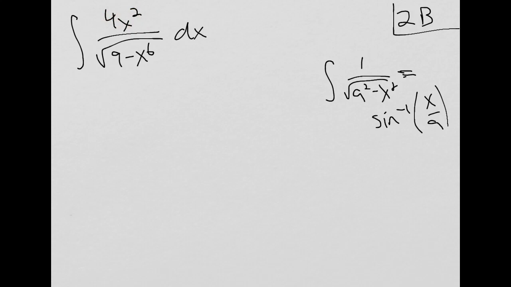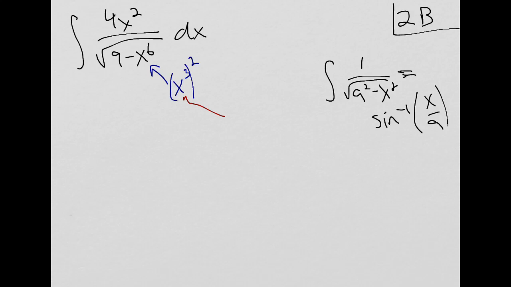So what I'm going to notice is that I can write x to the 6th as x cubed squared. And then you should see that I actually get a u sub here, right? So I've got 9 minus junk squared, this squared, and then I've got junk's derivative down here. So let me get rid of that. Boom, boom, boom, boom.